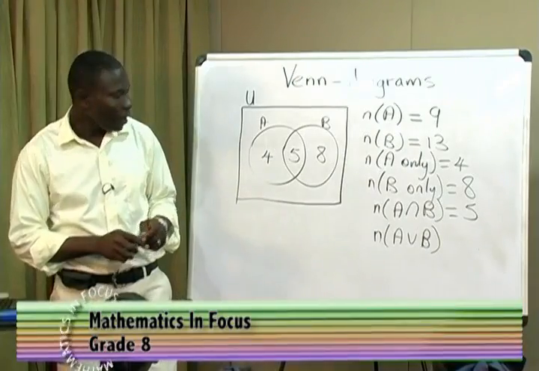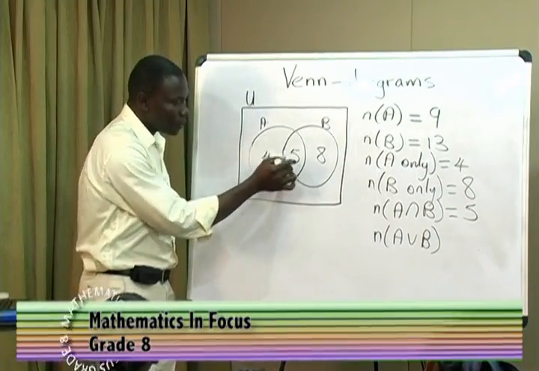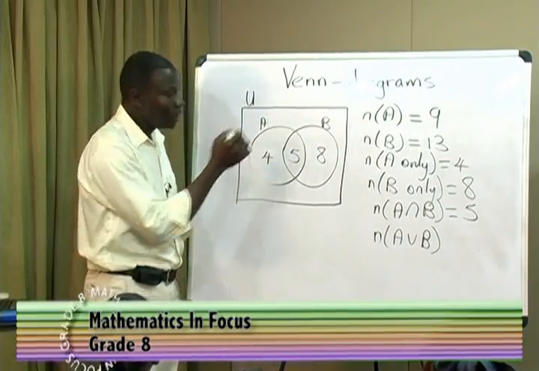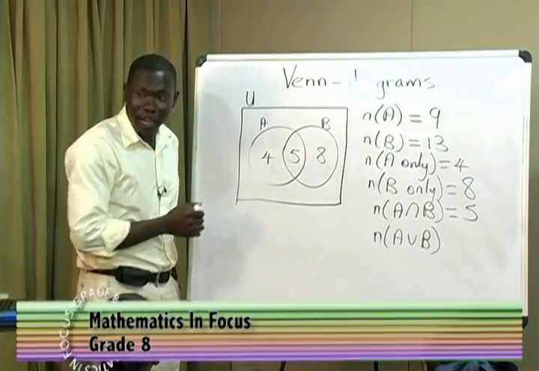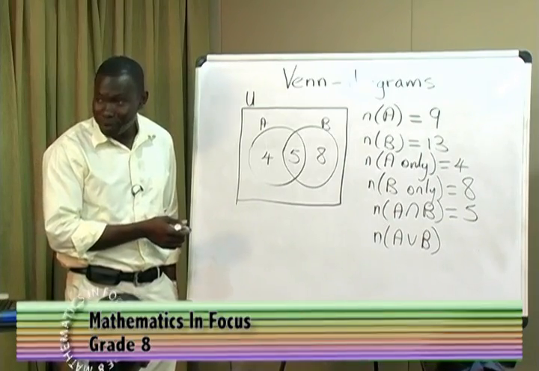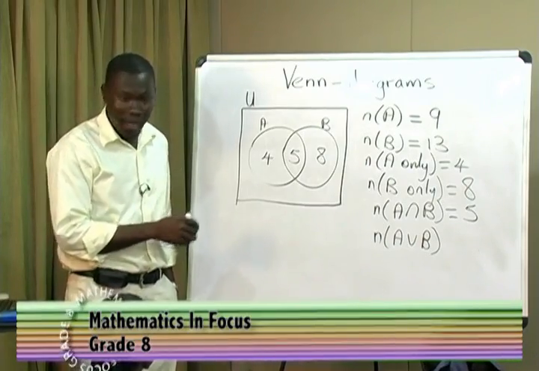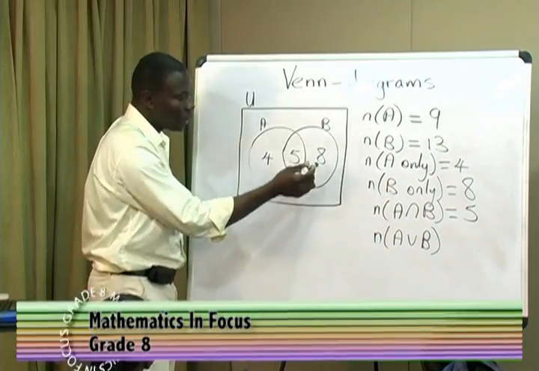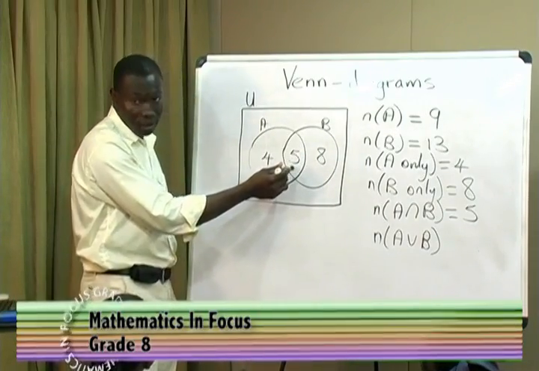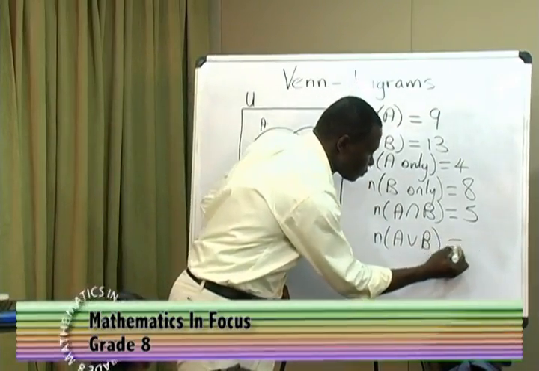Alright, let us examine this carefully. Number in A was 4 plus 5. The number in B, 8 plus the same 5. But should we repeat elements? No, sir. So because we repeated the elements, that's why we ended up at 23. But actually, if we want the union, it will be 8 plus 5, which is 13, and 4 will give us 17. Is that clear? Yes, sir.